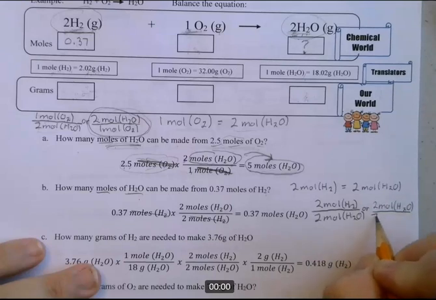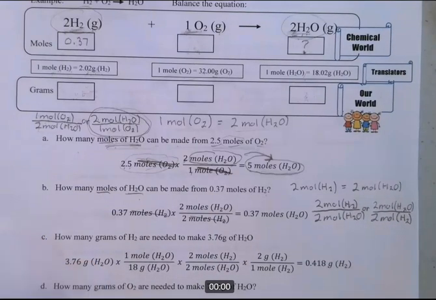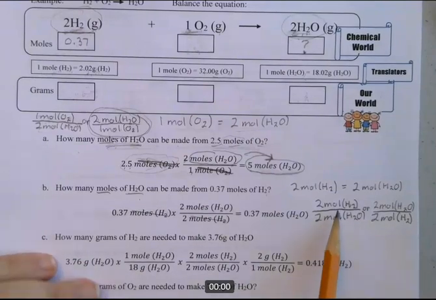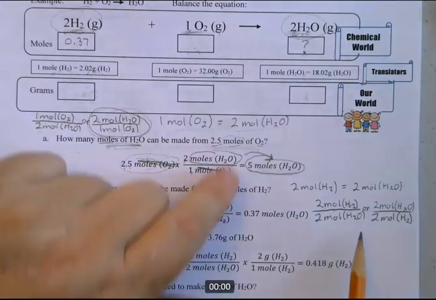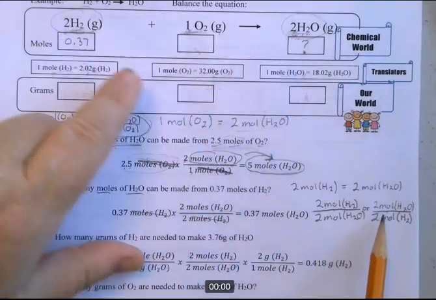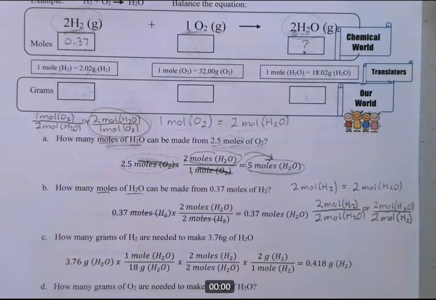For every 2 moles of hydrogen. Okay? Those are both true statements. There's 2 moles of hydrogen for every 2 moles of water that we get out, or there's 2 moles of water for every 2 moles of hydrogen that we put in. Okay, the same thing, both true.